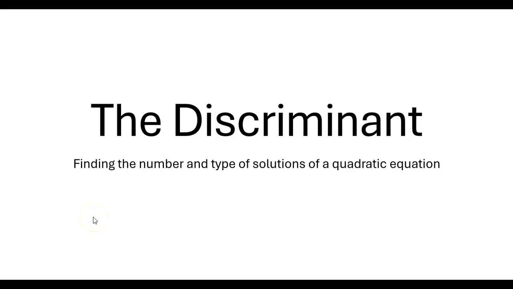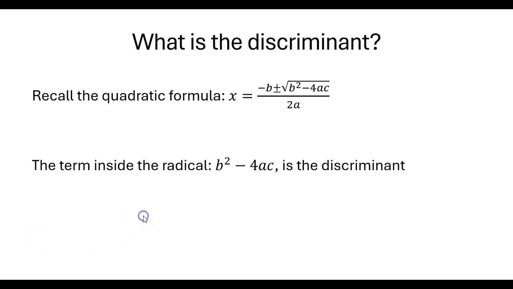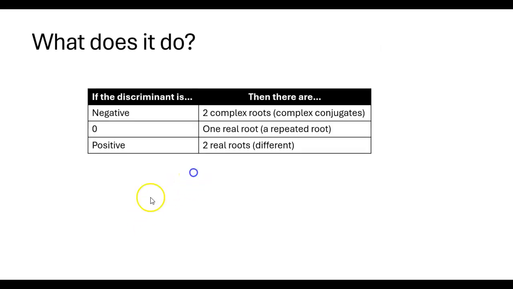Discriminant. The discriminant is used to find the number and type of solutions of a quadratic equation. The discriminant is a part of the quadratic formula. So if we think about the quadratic formula as x equals the opposite of b plus or minus the square root of b squared minus 4ac all over 2a, then the discriminant is the term underneath the radical. So the b squared minus 4ac, that is the value of the discriminant.